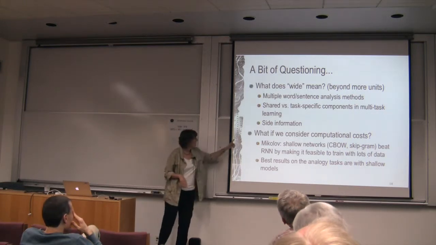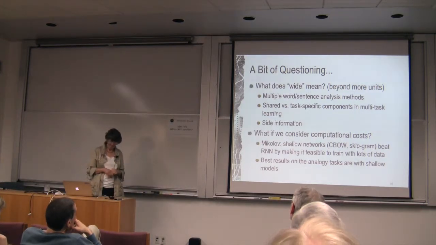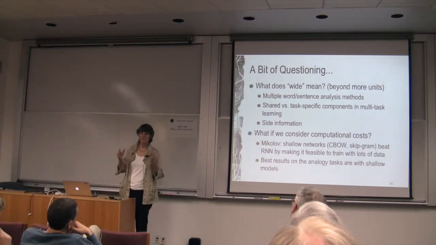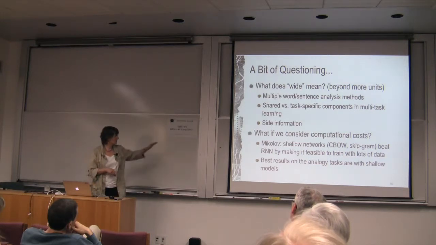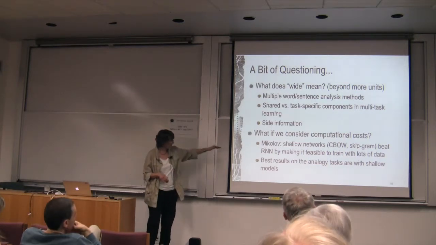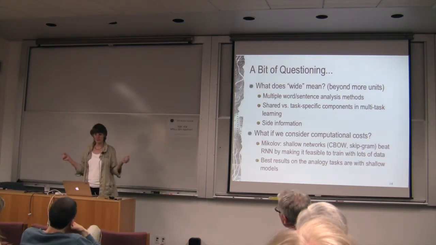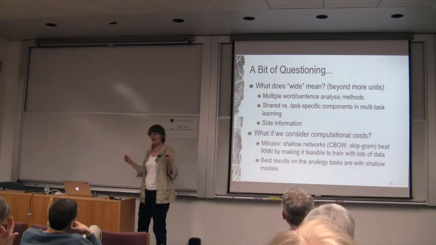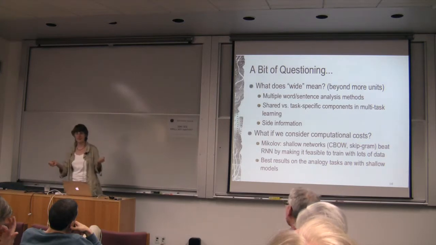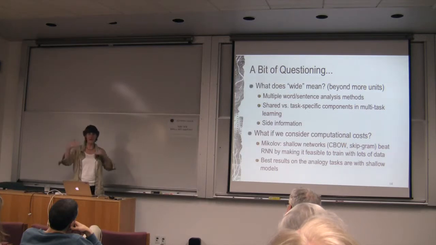I'm just raising questions. What do we consider computational costs? One thing that was interesting to me, from teaching this class and talking to people, is this whole Word2Vec thing that everybody's excited about. The guy who did the RNNs for language is now doing the shallow stuff, because you can train on a whole lot more data for the amount of computation. So this is a different way of looking at deep versus wide: if you have a limitation in computation resources, it might be better to have a shallow structure.